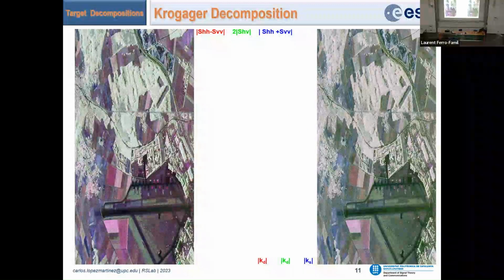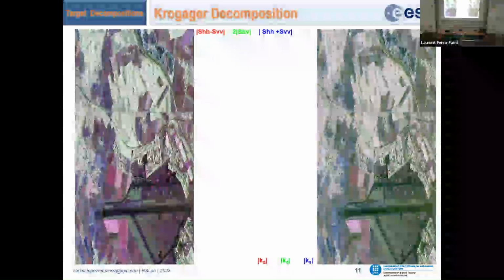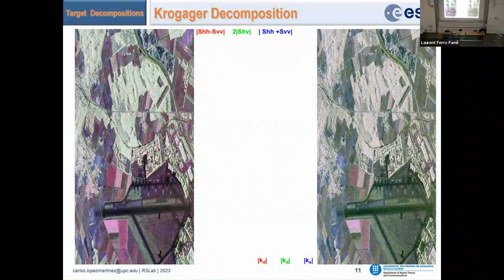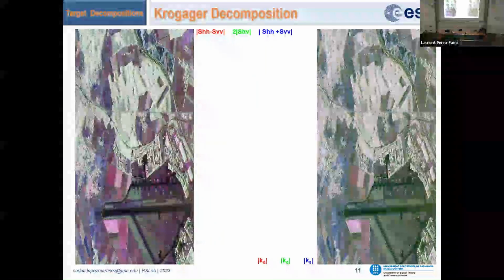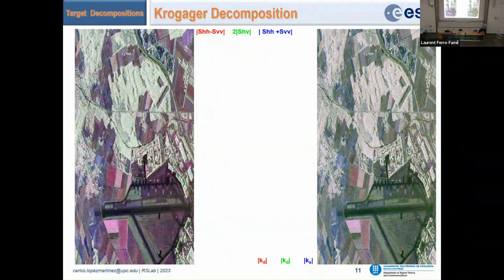And position, we made the RGB. We could make the RGB also with the powers associated to the Krogager decomposition. You obtain a different information. Of course, all of them are coherent. You should not expect different sets of colors, because both explain the same reality in a different way, but both explain the same reality.